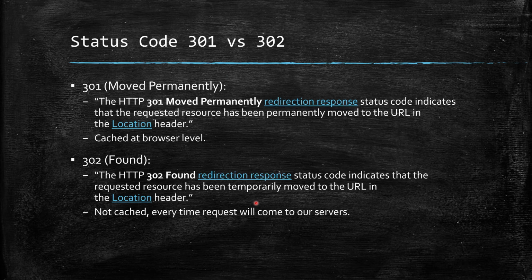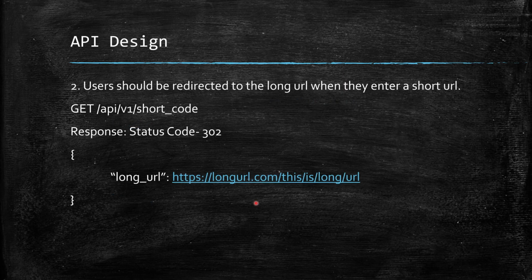Maybe it will change in the future, or maybe we want the request to come to the backend services, because in our case, we also want the request to come to our service because we are doing analytics. And if here you do a 301 moved permanently redirection, then you won't be able to get the user analytics. So that is why we are discussing this status code 301 versus 302. I hope this is clear, and I'll move on to the API design now.